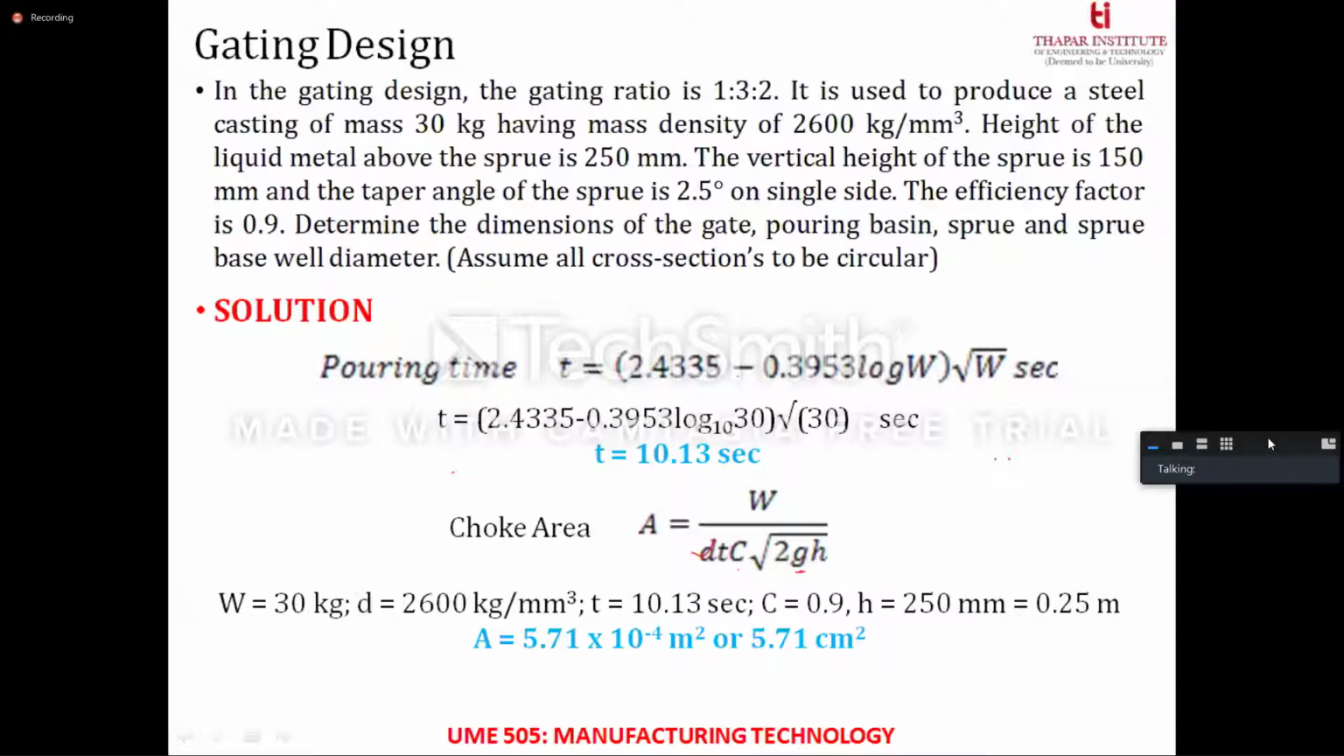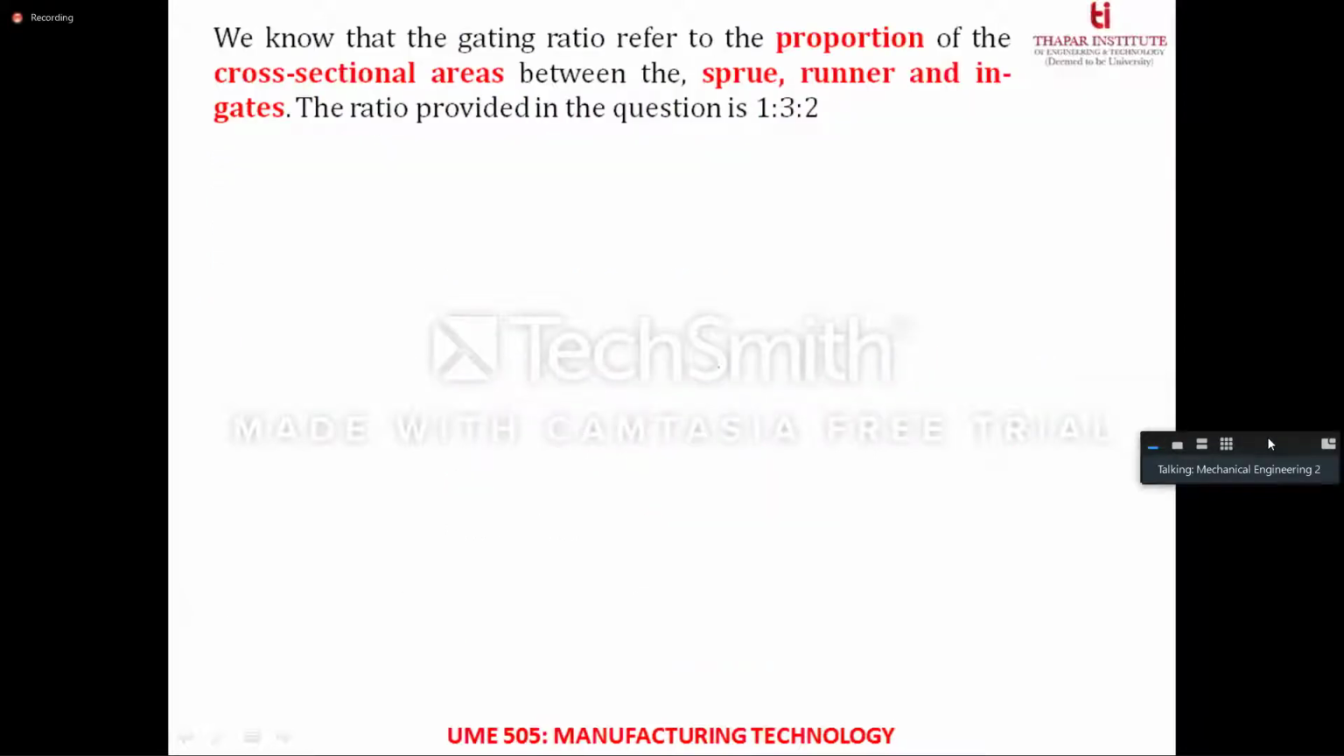Now we know that the gating ratio is given as the ratio of sprue, runner and ingates. This is what we know. And in our question, this ratio has been provided as 1:3:2. Now always remember one thing, the sprue that you have, this is the type of sprue that you will be using, a conical sprue, and this is the bottom portion of the sprue, and this is connected to the sprue well, and this is connected to the runner.